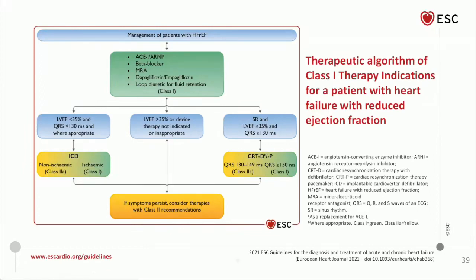Second drug is beta blocker. MRA stands for mineralocorticoid receptor antagonist. The one we have in Sri Lanka is spironolactone, right? Eplerenone is not available in Sri Lanka. We use spironolactone. So MRA. Then dapagliflozin or empagliflozin, these SGLT2 inhibitors, have proven benefit in heart failure, right? And these are the drugs that also have proven benefit in heart failure with preserved ejection fraction. And finally, loop diuretic. So now all these drugs are considered first line drugs, right?